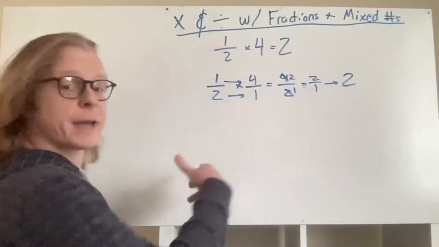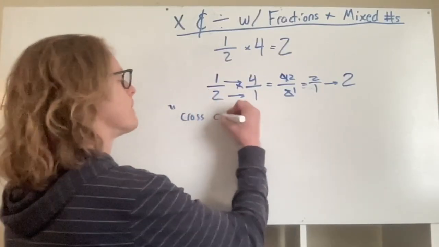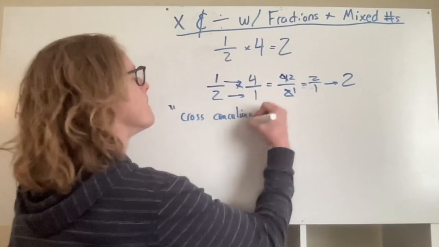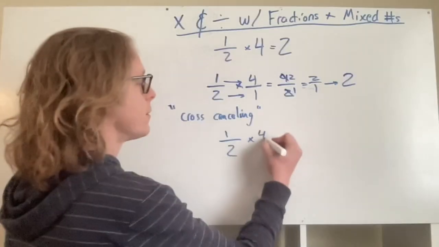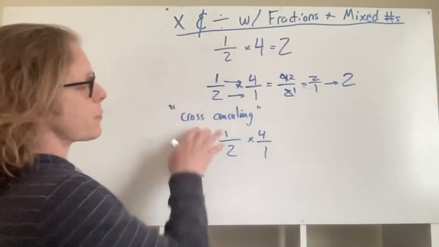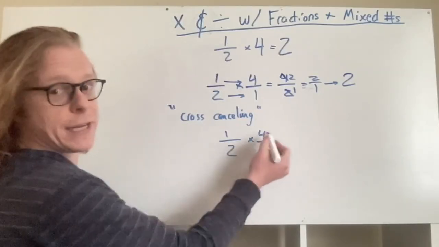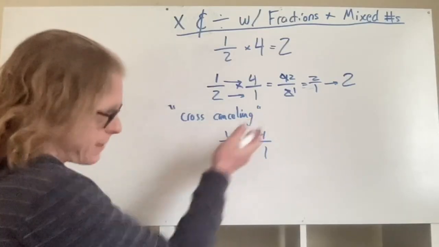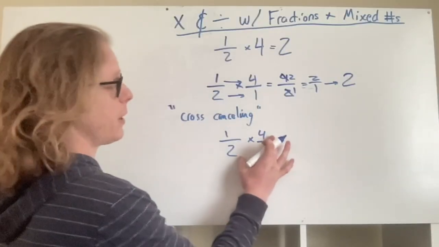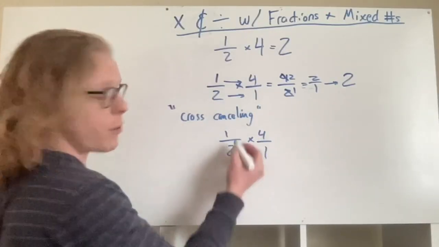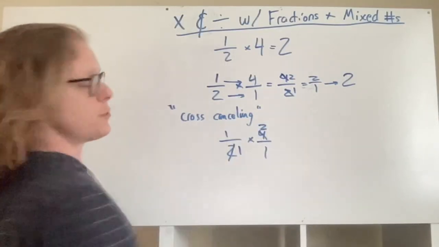However, there's something else we can do to make our lives even easier, which is called cross-canceling. Okay, so let's take a look at how that works. We here have 1/2 times 4 over 1. Now cross-canceling, we're going to look at our diagonals here, right? And we're going to ask ourselves if there are any common factors. Can we simplify the diagonals before we even multiply, right? We see these are both 2 times tables, so I'm going to go ahead and simplify them now. This is 2 times 1, and this is 2 times 2.